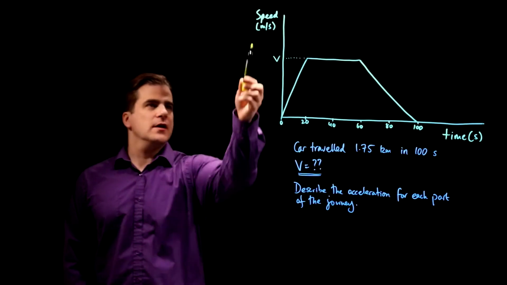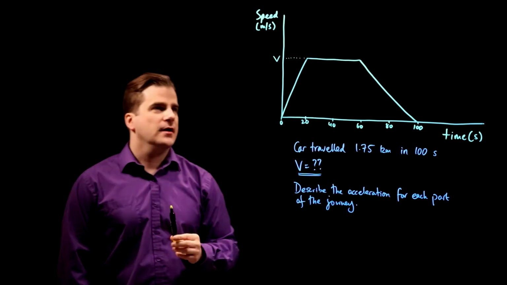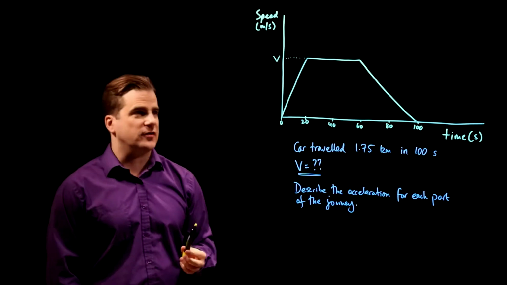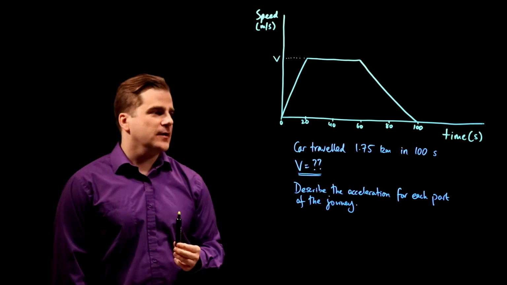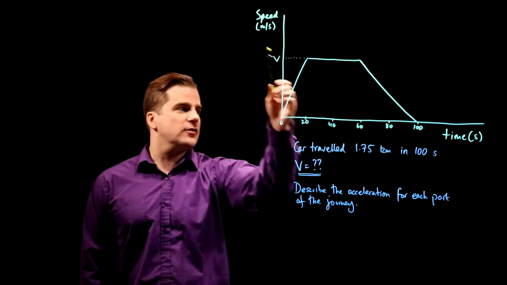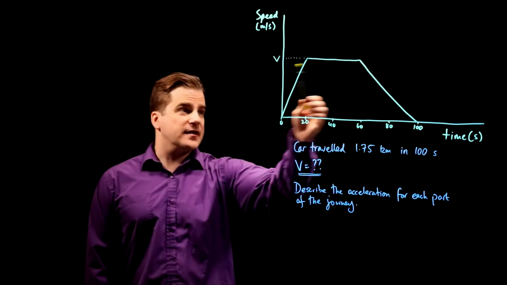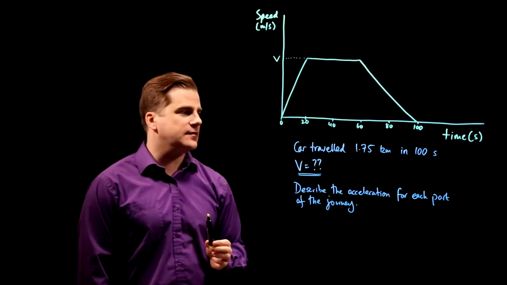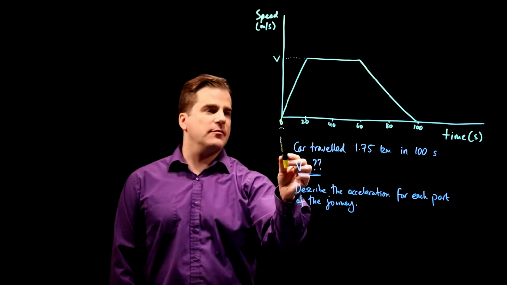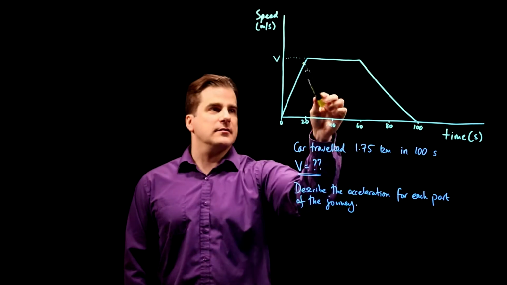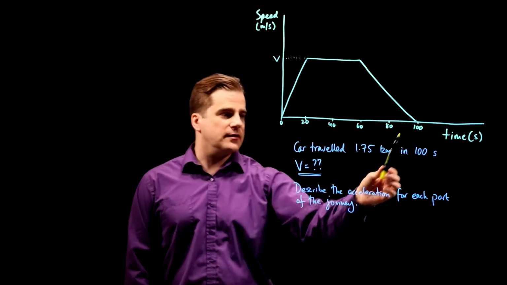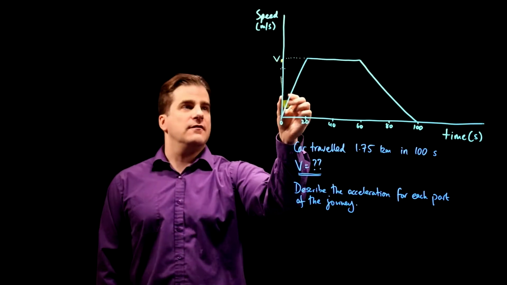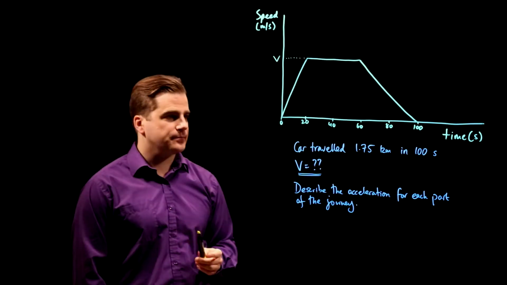Okay, we've been given a speed time graph here. It's really a velocity time graph. I would have preferred it if they'd called it velocity, because it is velocity really. So I'm going to use velocity time for this car, and we're told it travels 1.75 kilometers in 100 seconds. So by going through this journey, it's gone 1.75 kilometers. And we have to work out v, this velocity.